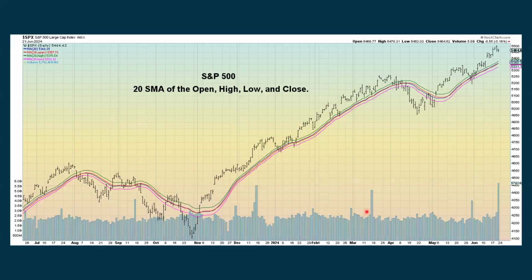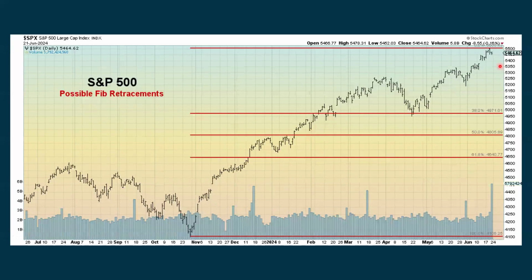Then some support and resistance levels. This is a 20-period simple moving average of the open, high, low, close. And this creates a little mini rainbow. And we're above all of the lines and the lines are going up. If we fall back, we'll be looking to see if one of these lines provides support. But for right now, we're quite positive.